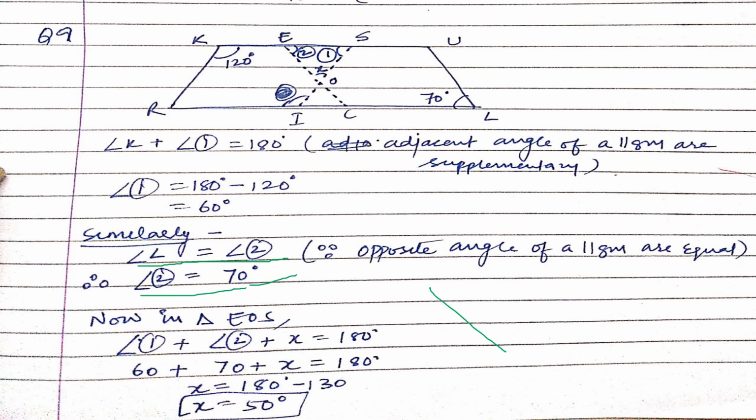Now in triangle EOS, you have got this angle as 70 degrees. You have got this angle as 60 degrees. Can't you find this x easily? Very simple. Just by angle sum property, I've got the value as 50 degrees.